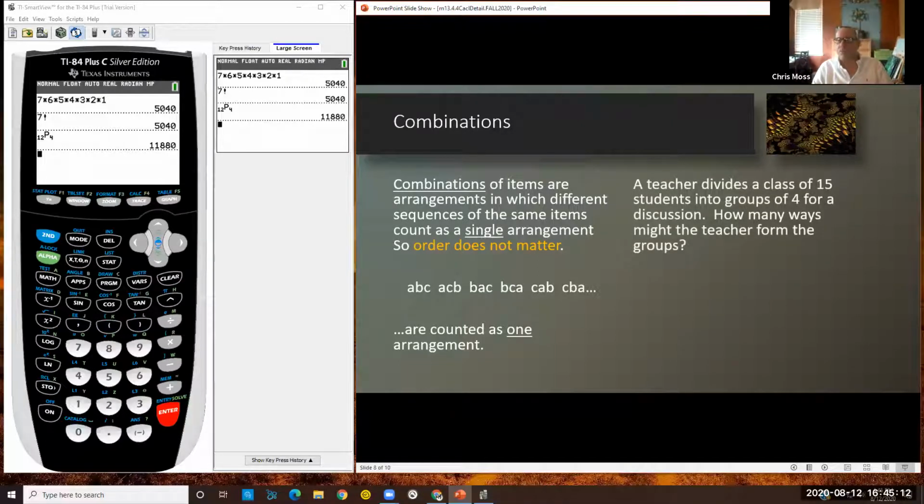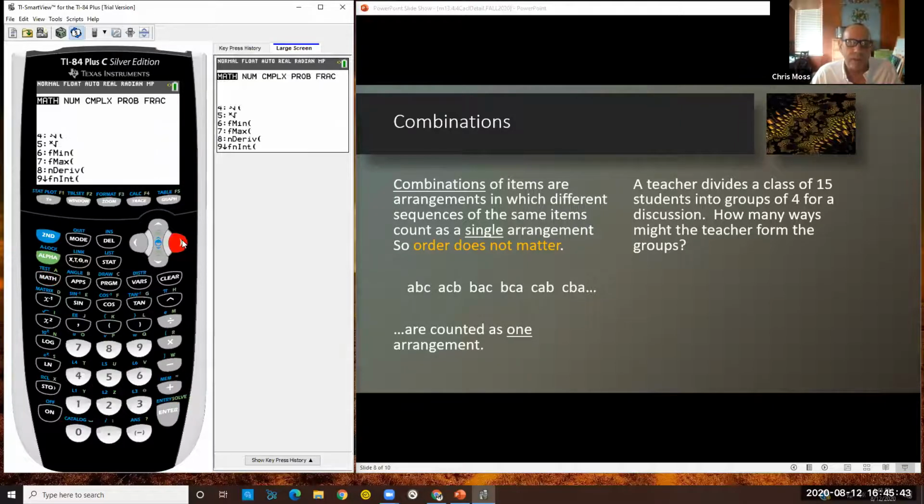So we've got a teacher who divides a class of 15 students into groups of 4. We're going to have a discussion, probably about permutations and combinations. How many different ways might the teacher place the students into those groups? Here's a situation where order doesn't matter. Those 4 students are going to be in a group and they'll have some sort of discussion. So, how many students do we have? We have 15 students all together. So over here, I'll note we've got 15 students.